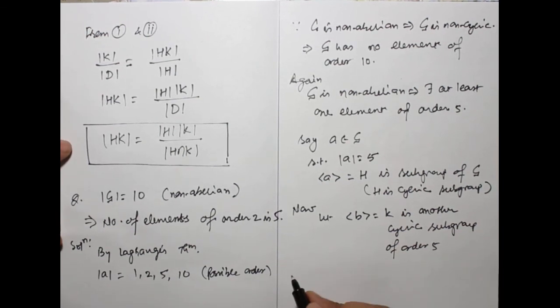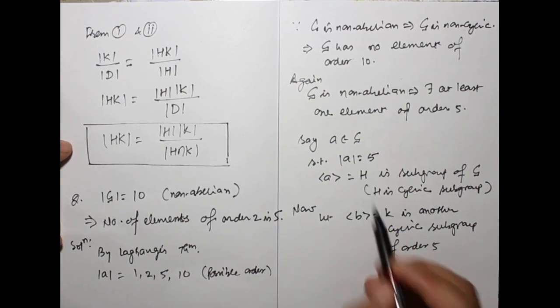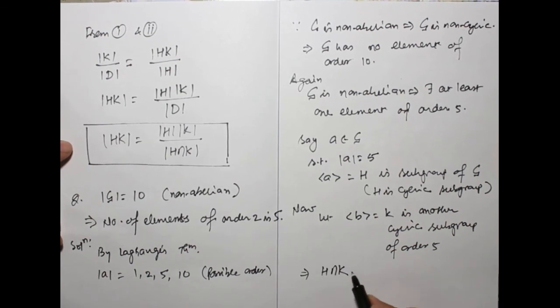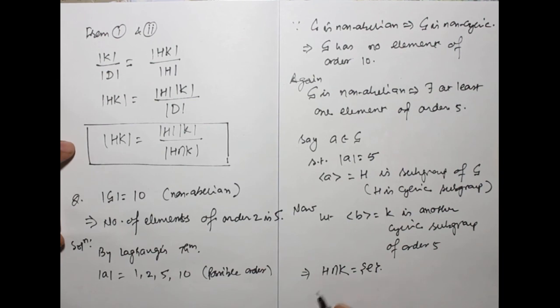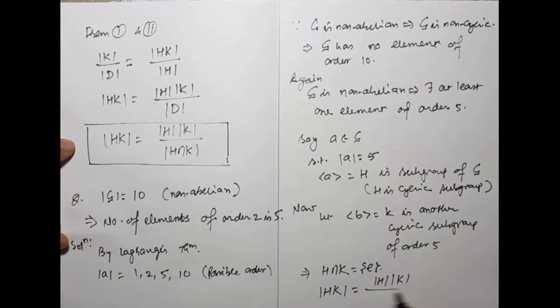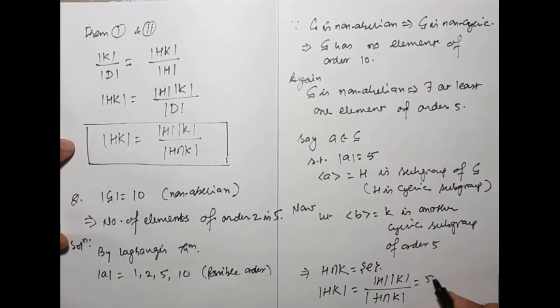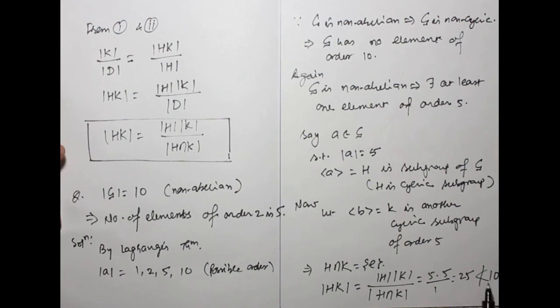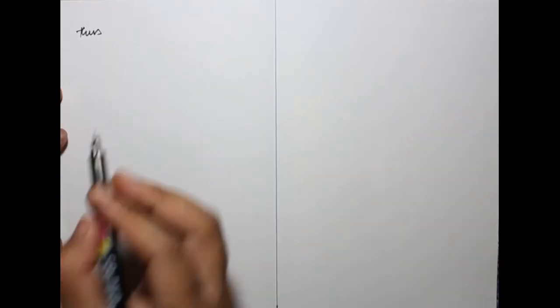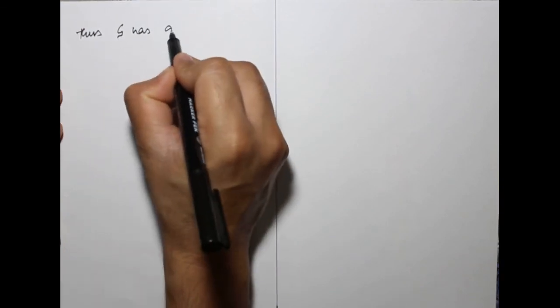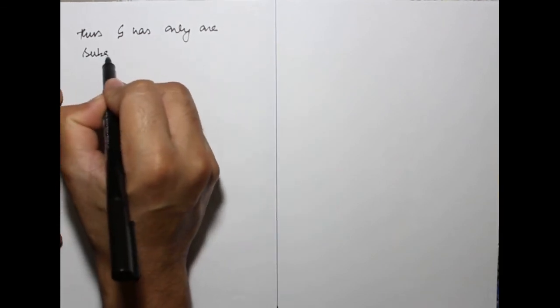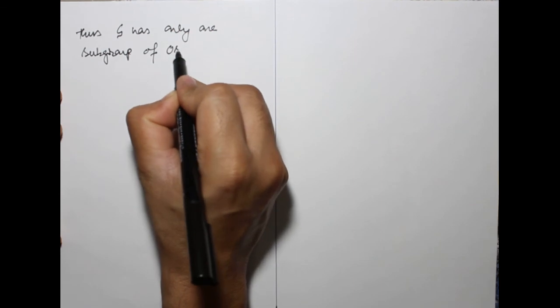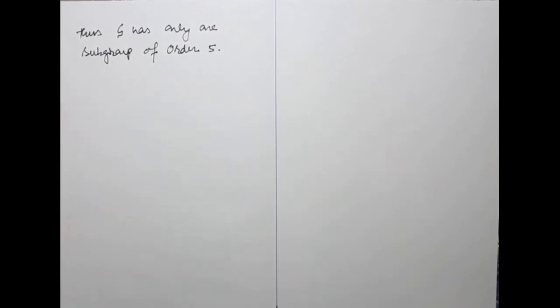So if these are distinct, then H intersection K must have only the identity element. So by this theorem, the cardinality of HK equals the cardinality of H times the cardinality of K upon the cardinality of H intersection K, that is 5 into 5 upon 1, which is 25. This cannot be greater than 10. Thus G has only one subgroup of order 5.